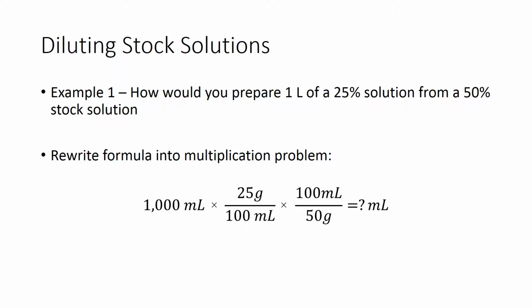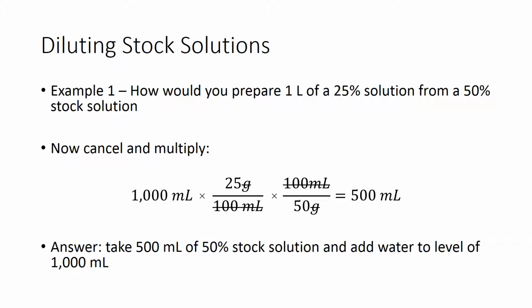So now everything is multiplication, so we can start canceling out some like elements. The 100 milliliters both cancel out. And the grams, the actual units of grams, cancel out. So that's going to leave us 1,000 milliliters times 25 divided by 50. And that's going to be 500 milliliters. So our answer is that we take 500 milliliters of the 50% stock solution and we add water to get it up to a level of 1,000 milliliters.